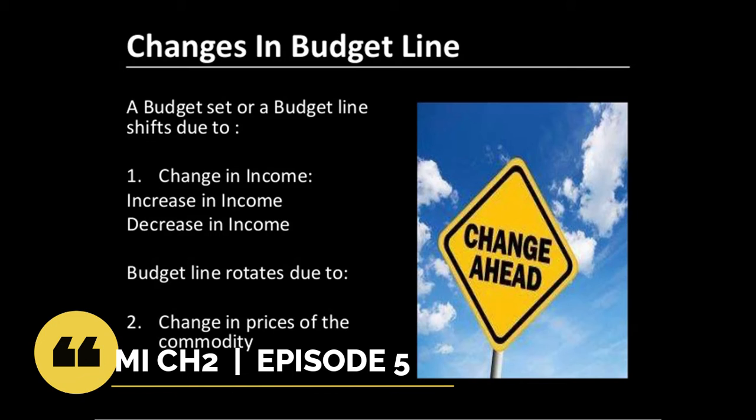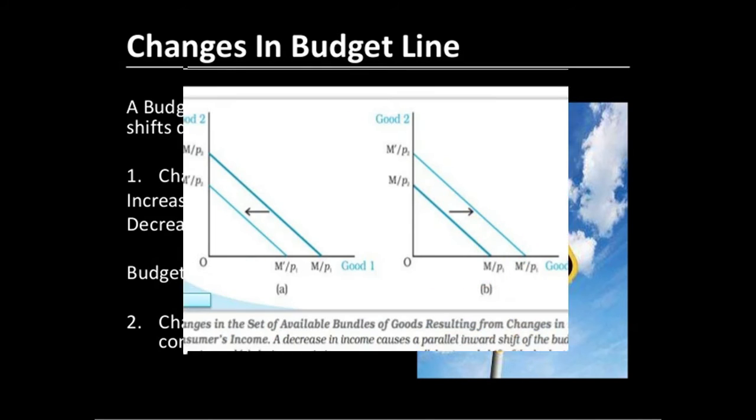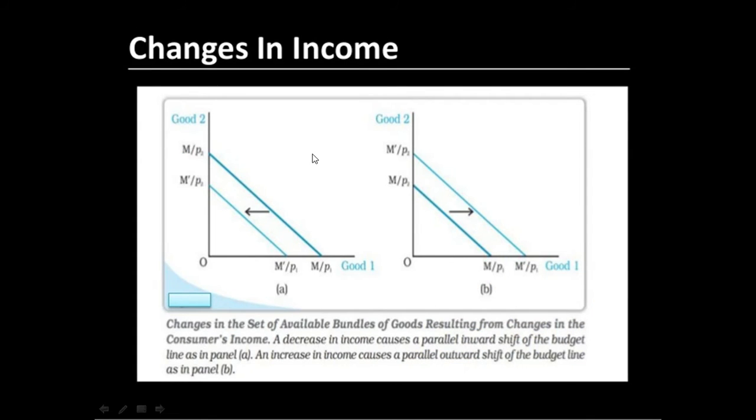Changes in the budget line are basically due to two reasons, and there will be two types of changes: one, shift, and another, rotate. The budget line will shift due to change in income, that is, due to increase and decrease in income, and the budget line will rotate due to change in price of the commodity. Let us see how.